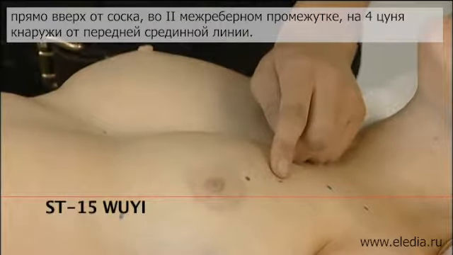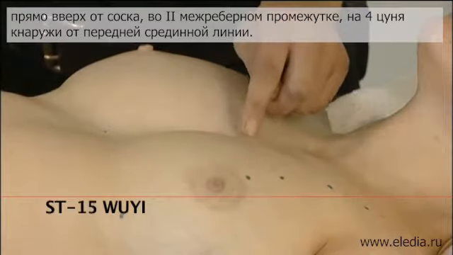Stomach 15 is in the second intercostal space, 4 cm lateral from the midline.